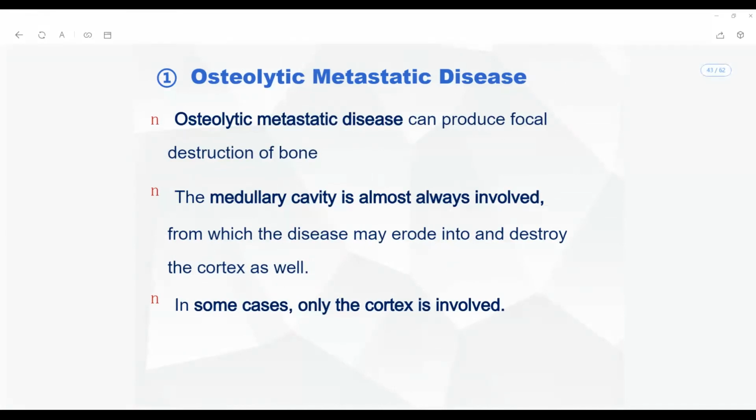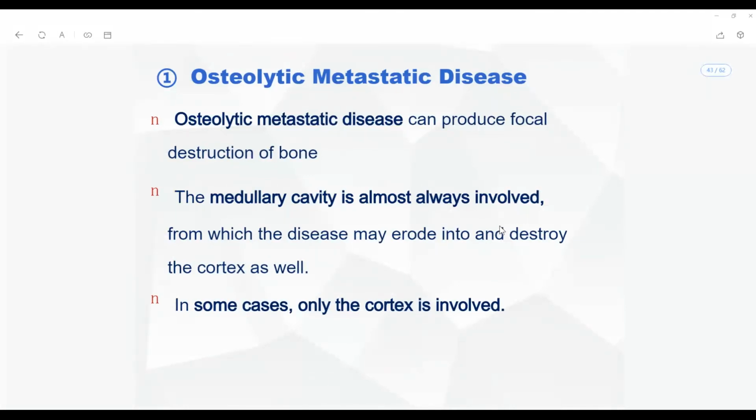Perfect. Now let's try to understand one simple concept here. The medullary cavity is almost always involved, and where the disease erosion is happening, it will actually destroy the cortex. But in some cases only the cortex is involved. An osteolytic metastatic disease will start to produce a focal destruction of the bone where the medullary cavity is involved, and it sometimes will destroy the cortex.